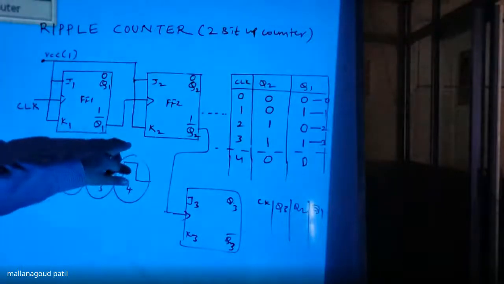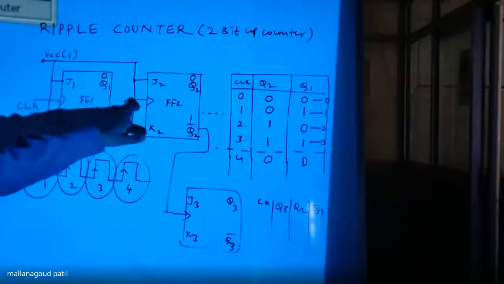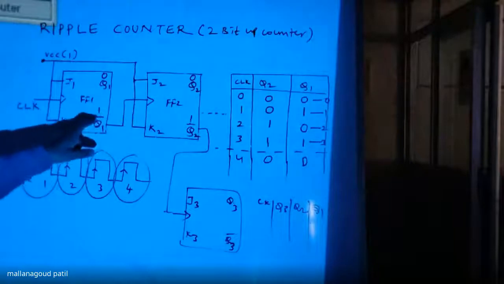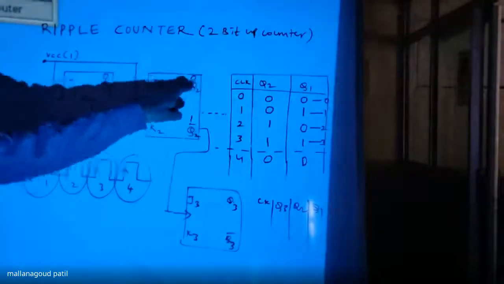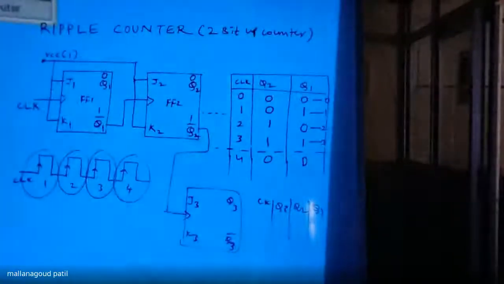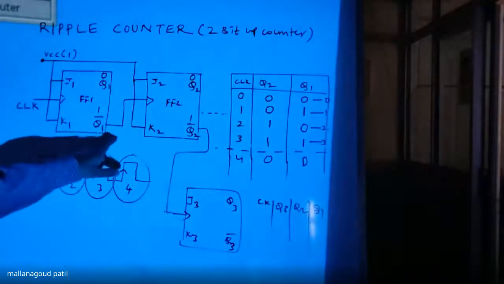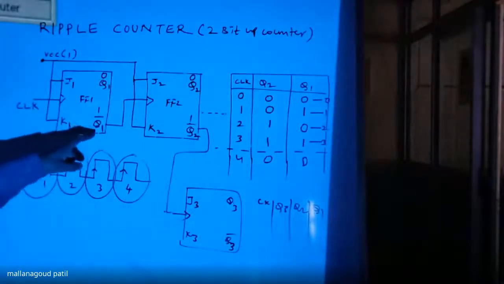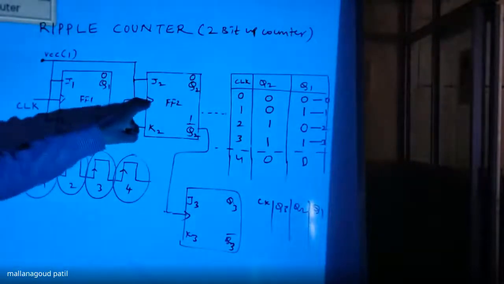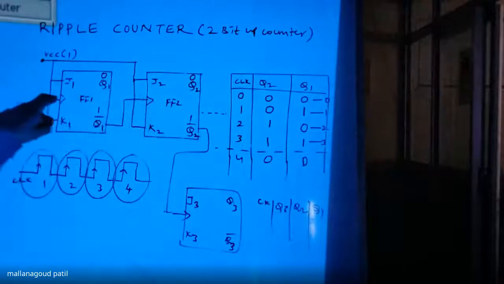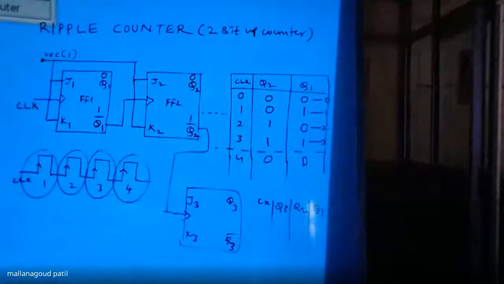Then you want to make this a down counter. Very simple. The arrangement is there, don't change it. Instead of Q1 bar, you connect Q1 to the clock, Q2 to the clock, similarly Q3 to the clock. That is the down counter. Alternatively, take Q1 bar connected to a negative edge triggered flip-flop; similarly for all, you can take negative edge triggered.